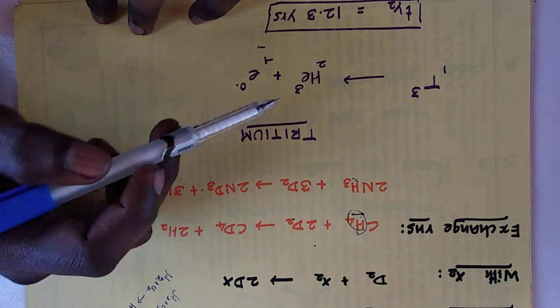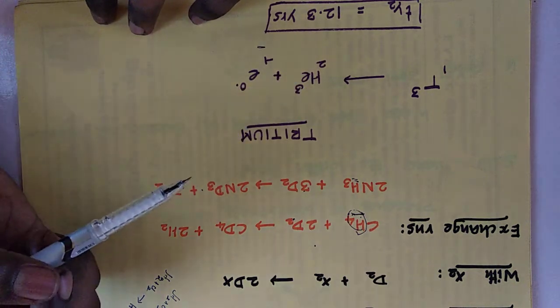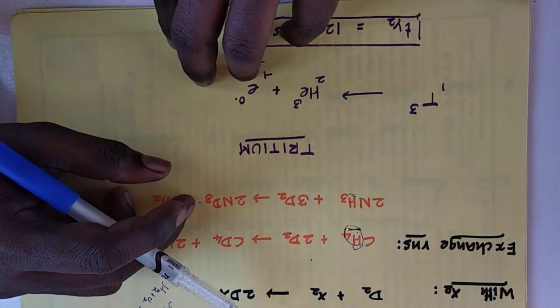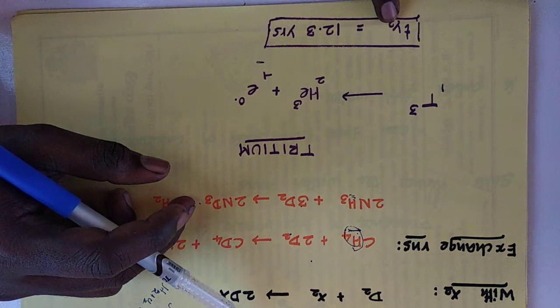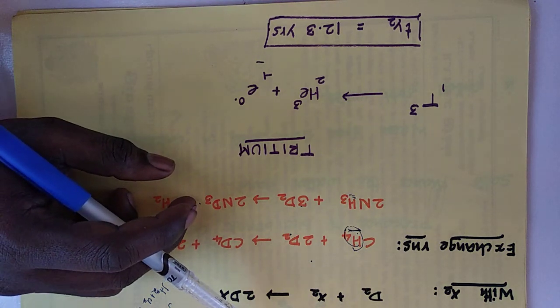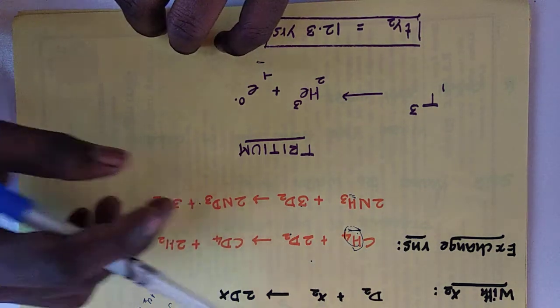Beta particle along with the formation of helium 3 isotope. And one more important point is given, the half-life period of tritium. Its half-life period is 12.3 years. So this is the one and only chemical property of tritium.